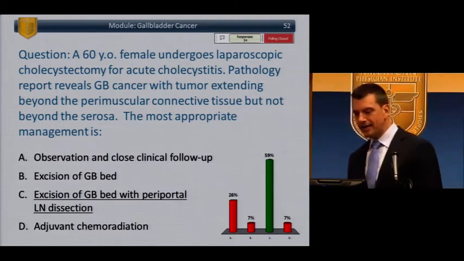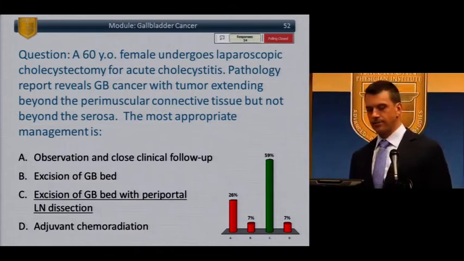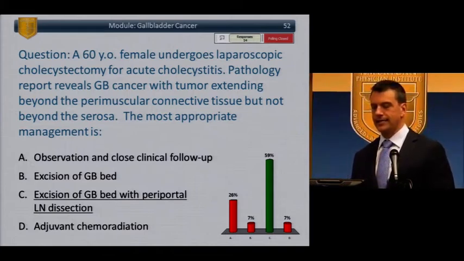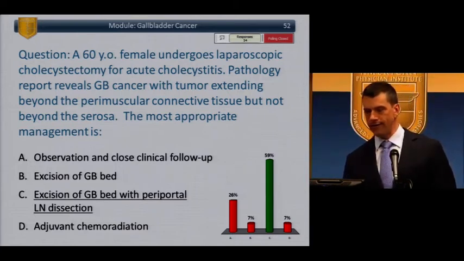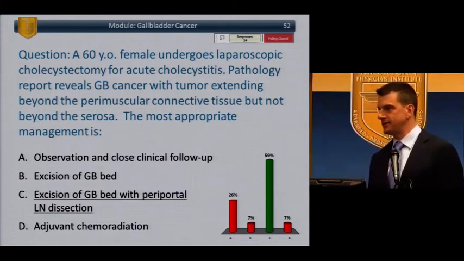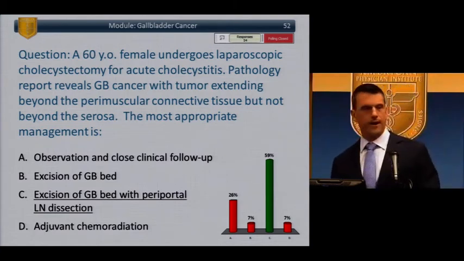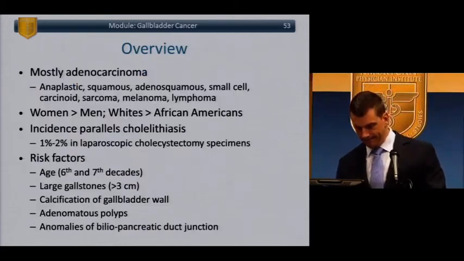I see most of you got that. It is excision of the gallbladder bed with a periportal lymph node dissection. Observation and close clinical follow-up would be if the tumor was a tumor in situ or if it had not gone beyond the perimuscular connective tissue. We'll talk more about what to do in that finding.